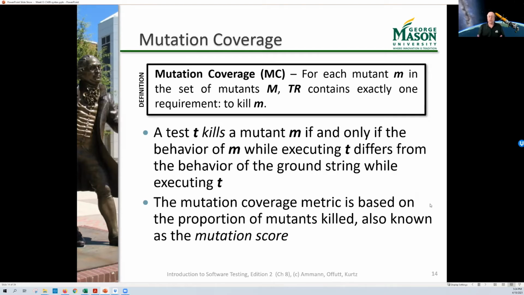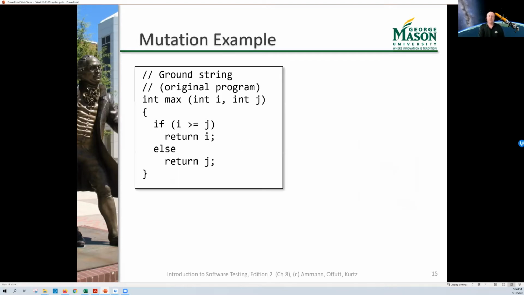And from this, we can put together a coverage metric. The coverage metric is typically called mutation score, and it's just a measurement of the number of mutants that we've killed divided by the number of mutants that can be killed. So let's look at a couple of mutations and just start to get a little feel for what does a mutation operator do and what does a mutant look like.